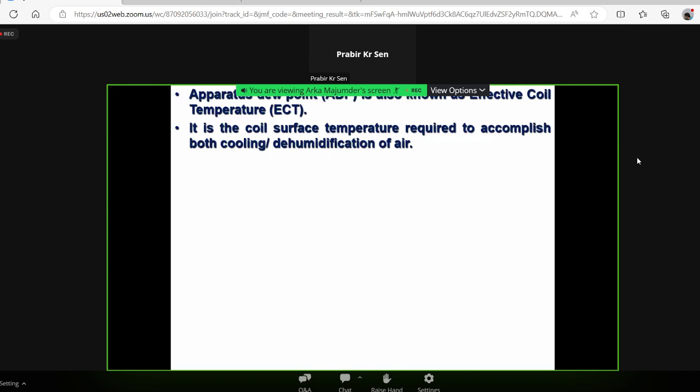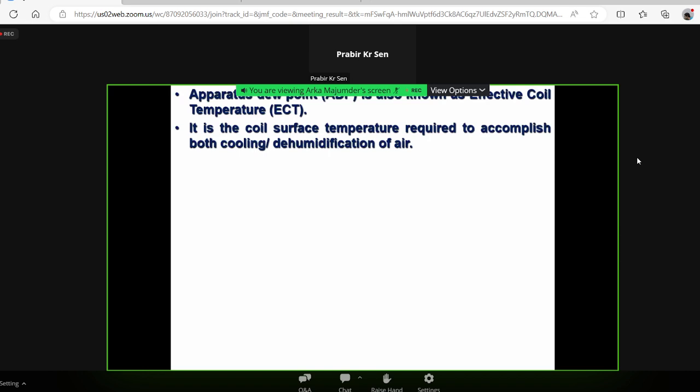So the coil temperature or the apparatus dew point shall be less than the dew point of the outdoor air and return air mixture, so that when the air mixture, which has a dew point of say 15 degrees centigrade, passes over a coil at 12 degrees centigrade, it will shed some amount of moisture.